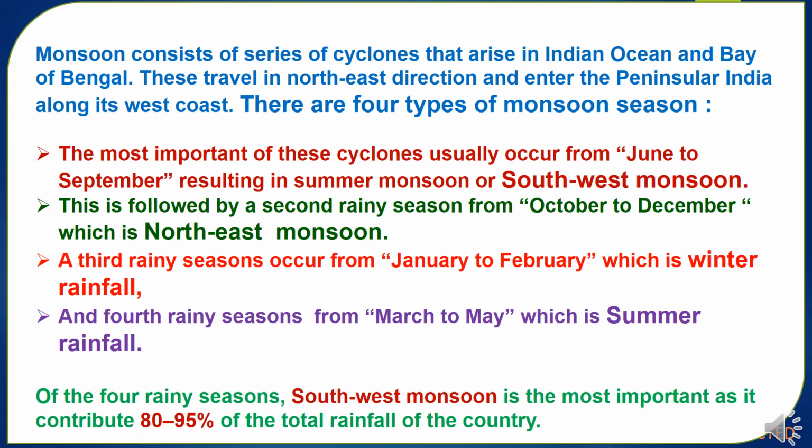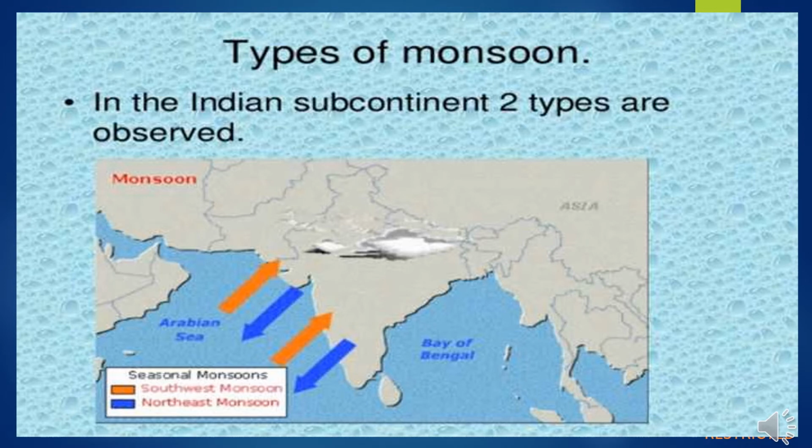Of the four rainy seasons, the southwest monsoon is the most important as it contributes nearly 80 to 95% of the total rainfall of the country. So this is the most important monsoon. Out of four types of monsoon in the Indian subcontinent, two types are more important. First is the southwest monsoon and second is the northeast monsoon.